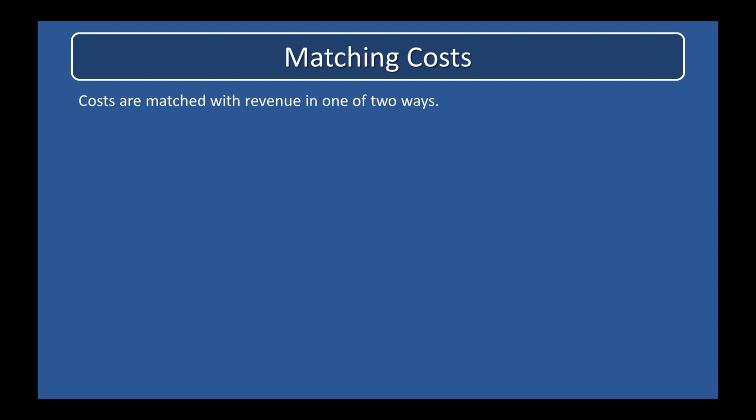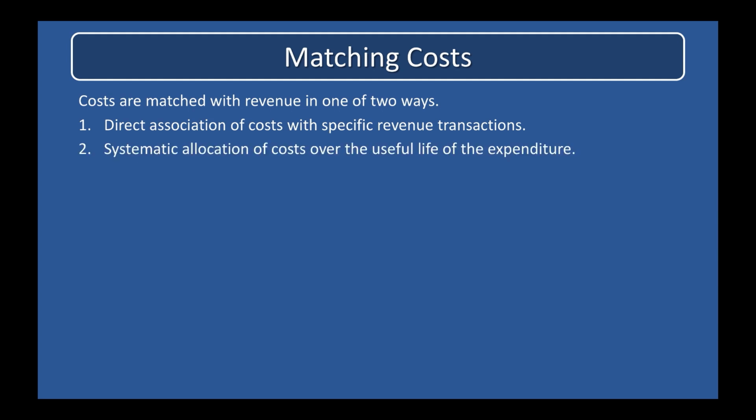Costs are matched with revenue in one of two ways: direct association of costs with specific revenue transactions. The ideal method of matching revenue with expenses is to determine the actual amount of expense associated with specific revenue transactions. However, this approach works only for those costs and expenses that can be directly associated with specific revenue transactions. Commissions paid to salespeople are an example of costs that can be directly associated with the revenue of a specific accounting period.